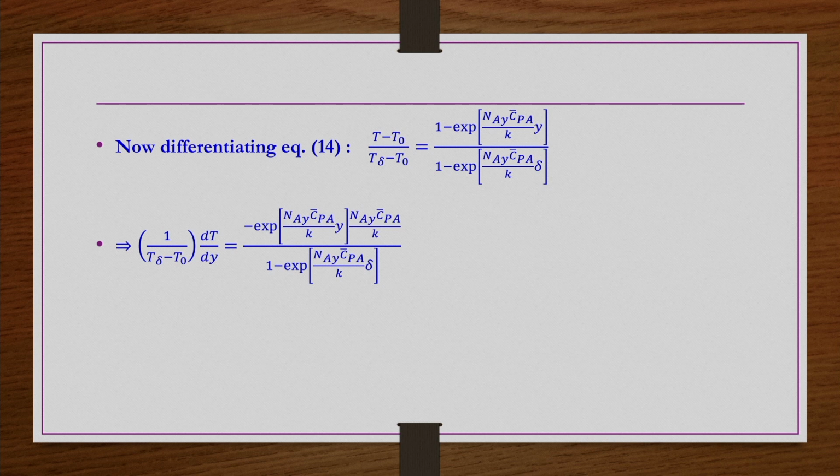Now differentiating with respect to y, in the left hand side 1 by T delta minus T naught is constant, then dT by dy minus 0 is equal to, and then in the right hand side except this particular term, all other terms are independent of y. So in the denominator we are keeping it as it is, in the numerator when you are differentiating this term, exponential of x is exponential of x on differentiation. So you get the same thing minus exponential of the same term, and then the differentiation of whatever factors are being multiplied by y.